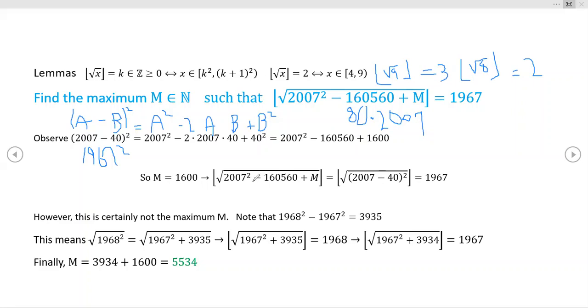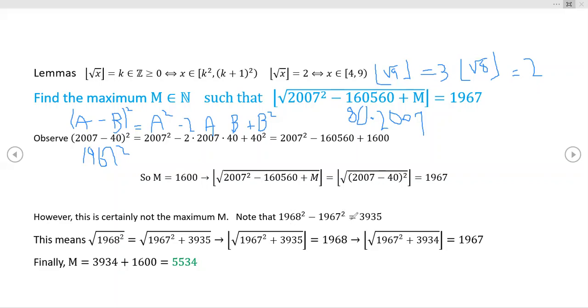Now, we've got to carry on. The best way to manage this is just to notice that the difference of these two squares, 1968 squared minus 1967 squared, is equal to this 3935. And that follows from the difference of two squares, a plus 1967 quantity times a minus 1967 quantity. You see 1968 minus 1967 is 1. And so you do get 3935, which just turns out to be the sum of 1968 and 1967.